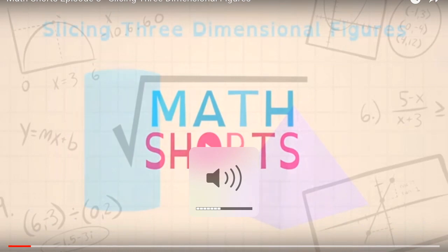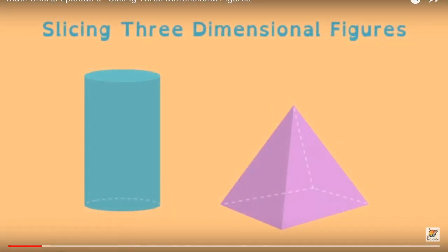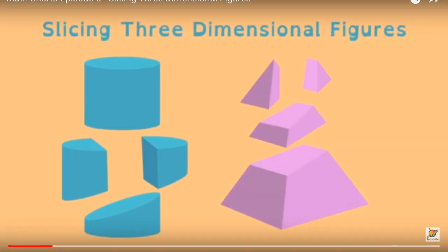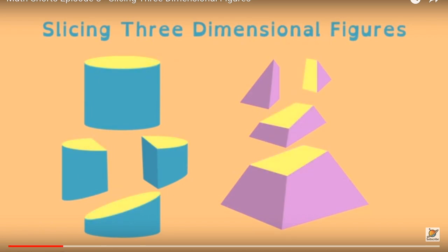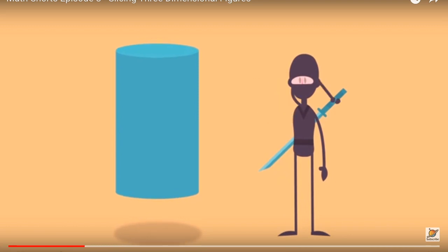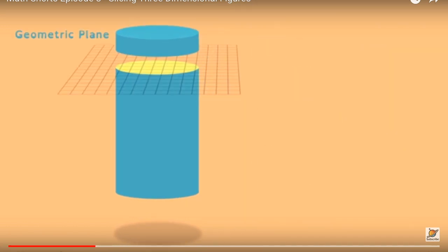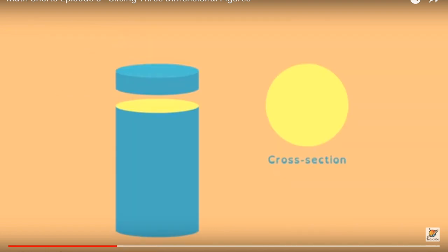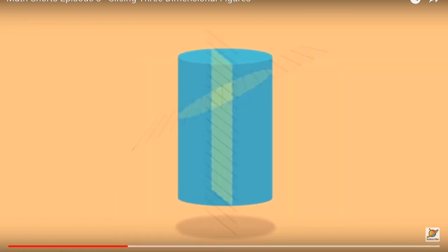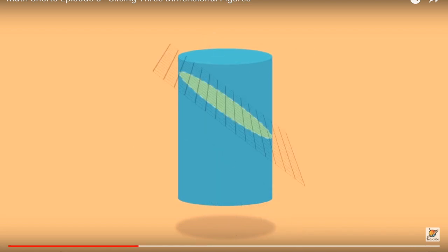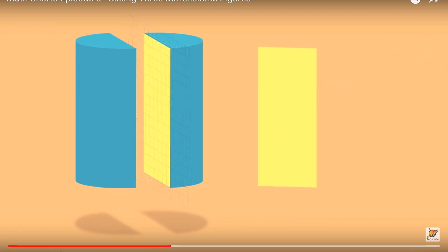Math Shorts. Slicing solid, three-dimensional figures results in different two-dimensional shapes, depending on how you slice them. If you cut through a cylinder with a geometric plane parallel to the cylinder's base, the two-dimensional cross-section is a circle. Any way you slice it, you can get two-dimensional shapes from three-dimensional figures. When you slice a cylinder from top to bottom that is perpendicular to its base, then look at the cross-section straight on, you get a rectangle.